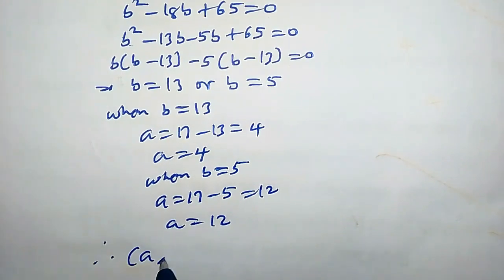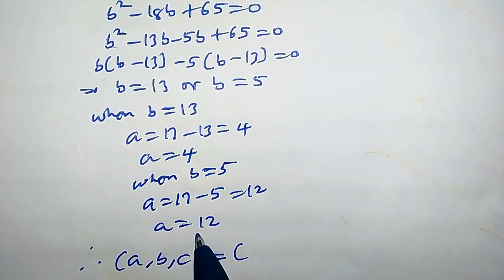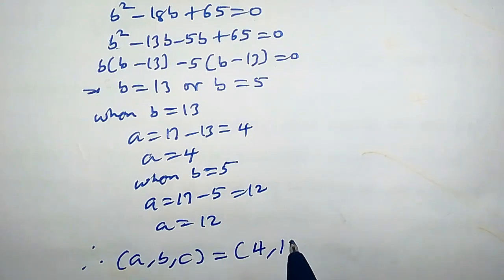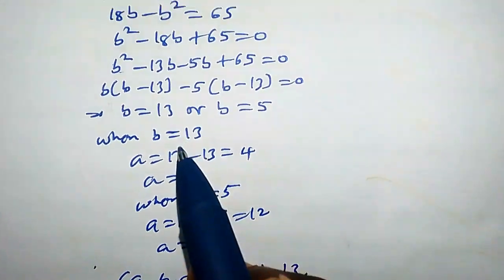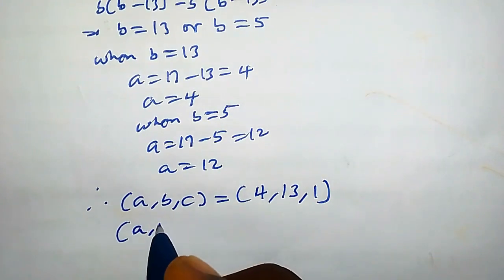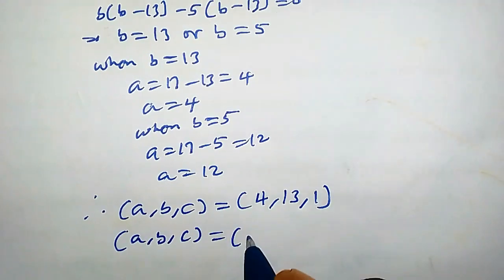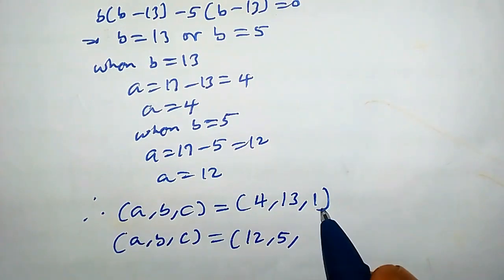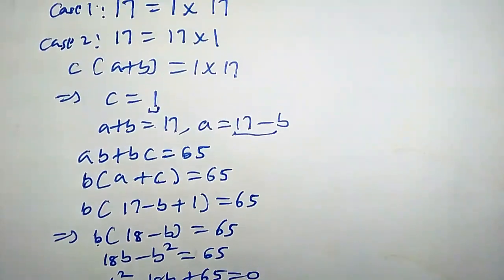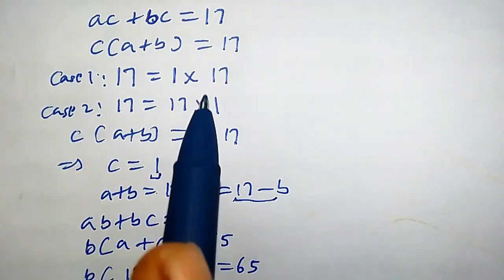Therefore, A, B, C is equal to what? When A is 4, B is 13, so we have 4, 13, and C is 1. The second solution is that A, B, C is equal to, when A is 12, we have B to be 5. So we have 12, 5, and C is 1. C remains unchanged.